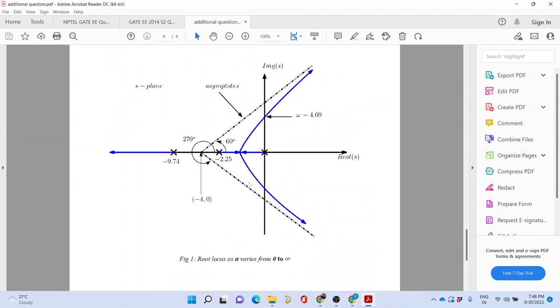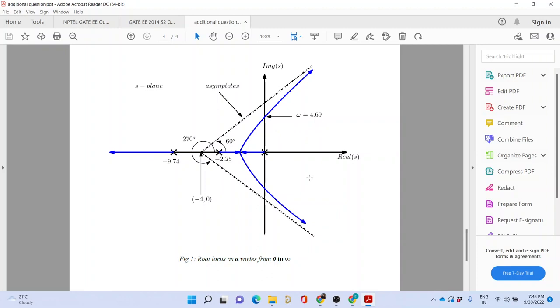So let us zoom out. You see the asymptotes are meeting at minus 4, 0. There is a pole at minus 9.74 and another pole at minus 2.25 and another pole at 0, and the branches start from the open loop poles. They meet at some point, then break away into the complex plane and become asymptotic to these asymptotes, and the intersection with the j omega axis would be plus minus j 4.69. So this is how you solve the sum. This is an important sum that you need to keep in mind.